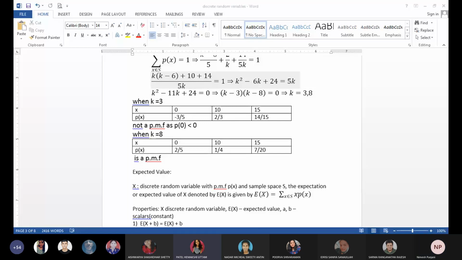So expected value and weighted value are the same. Expected value and weighted share, like you told me, weighted average. Yes, sir. They are same. Expected value and weighted average are same.